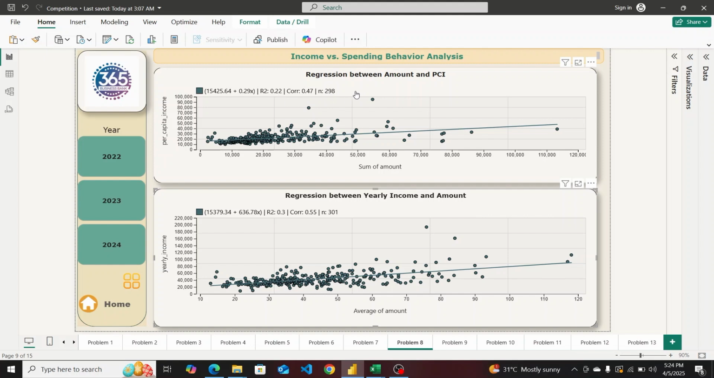The low R square shows that this model is not significant enough, so it should include more variables to improve R square. Similarly, in the regression between yearly income and amount, we can see that when average income increases, the average amount of spending also increases. The correlation coefficient of this relationship is about 0.55, and the R square is 30%. So this is the relationship. Now let's jump to problem 9.